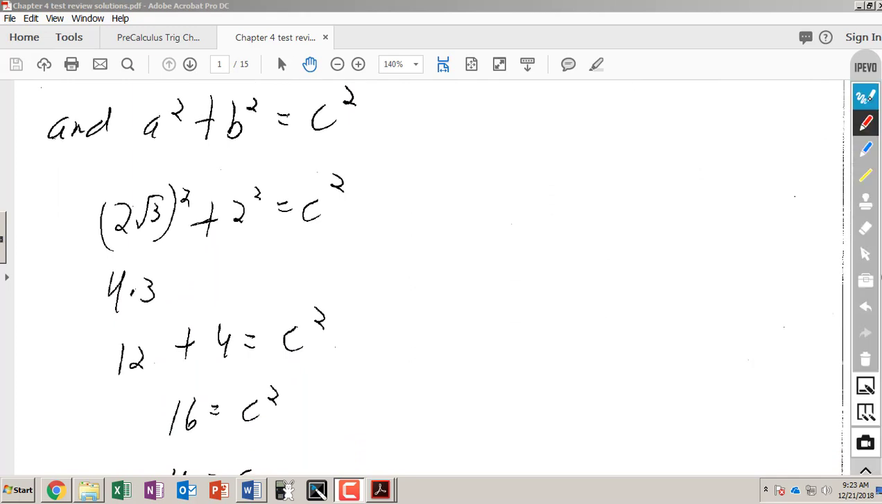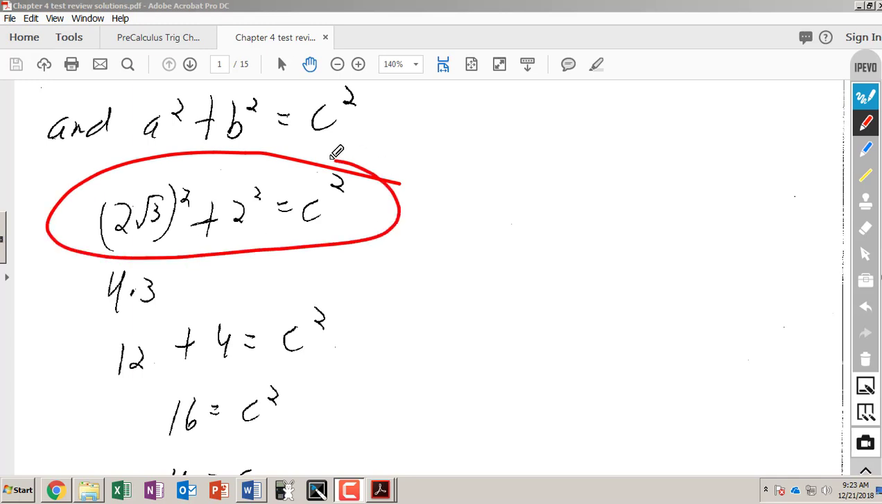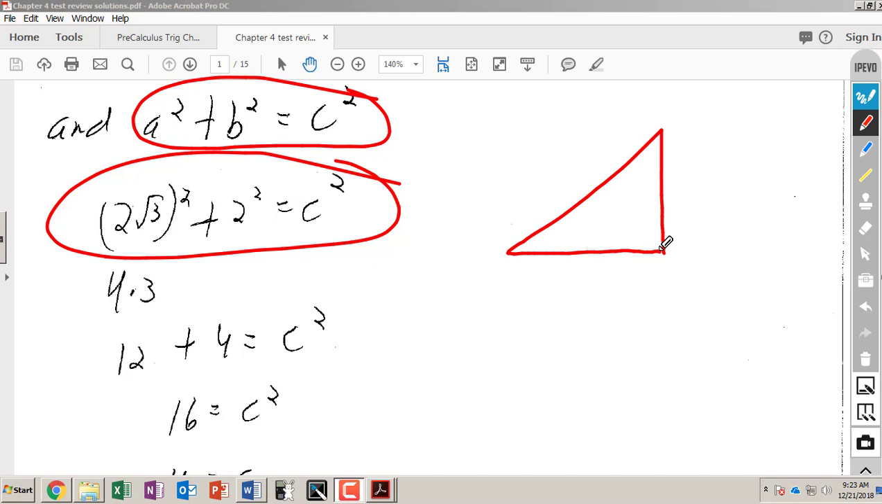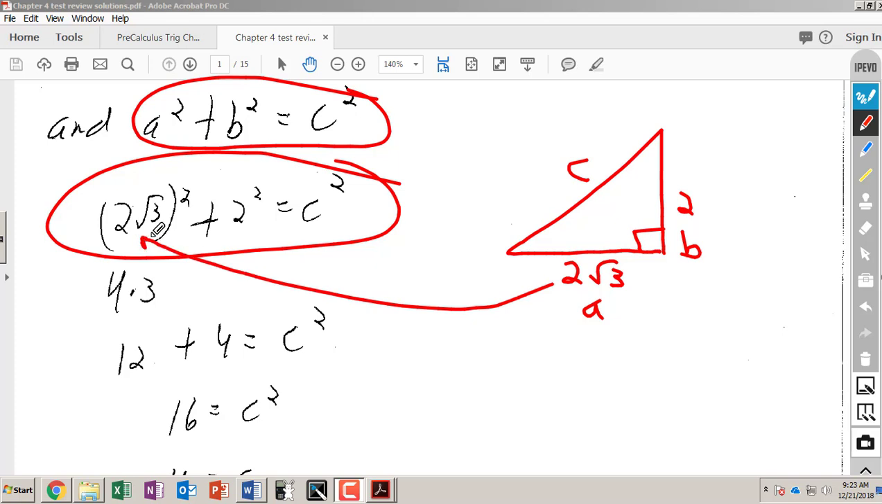Here we have our Pythagorean theorem of a squared plus b squared all equals c squared. So as you look at the figure that they gave you on your review, we had 2 square root of 3, and then we also had 2. So we're going to go ahead and substitute this in. So here's my a, and this is my b, and opposite that 90 is what I'm looking for, which is my c. So substituting this in, I've got 2 square root of 3 squared plus 2 squared all equals c squared.